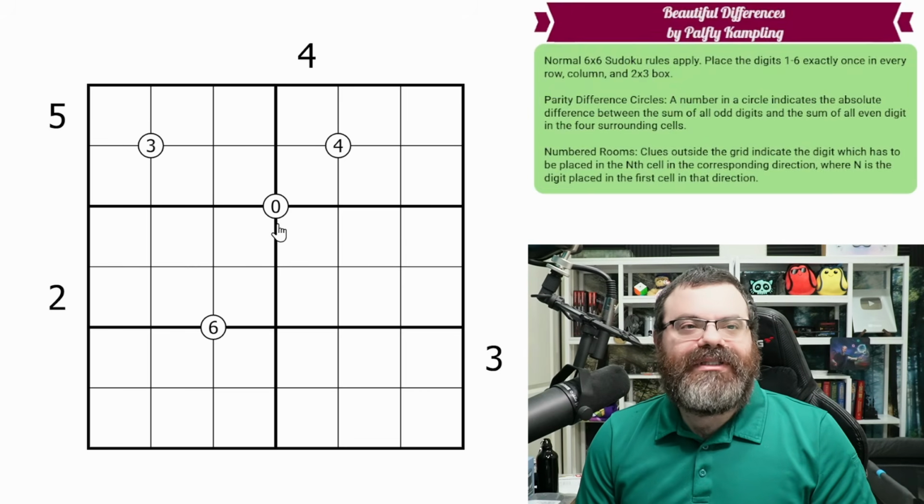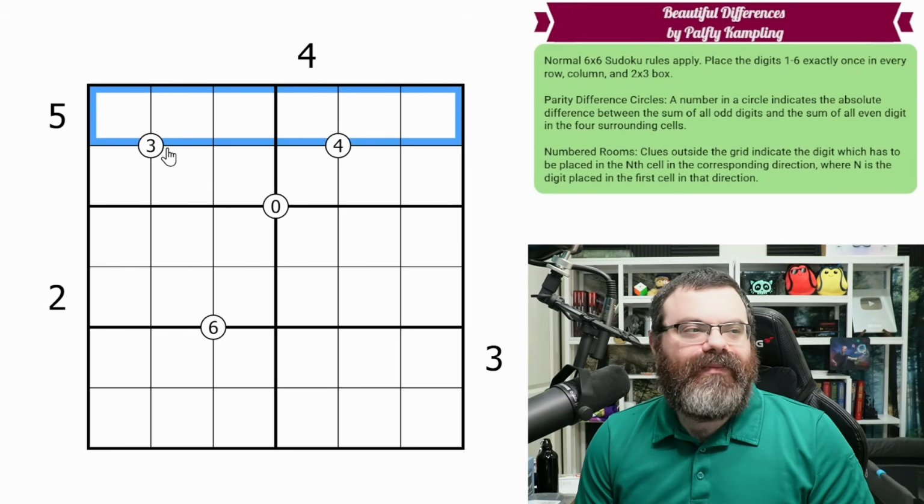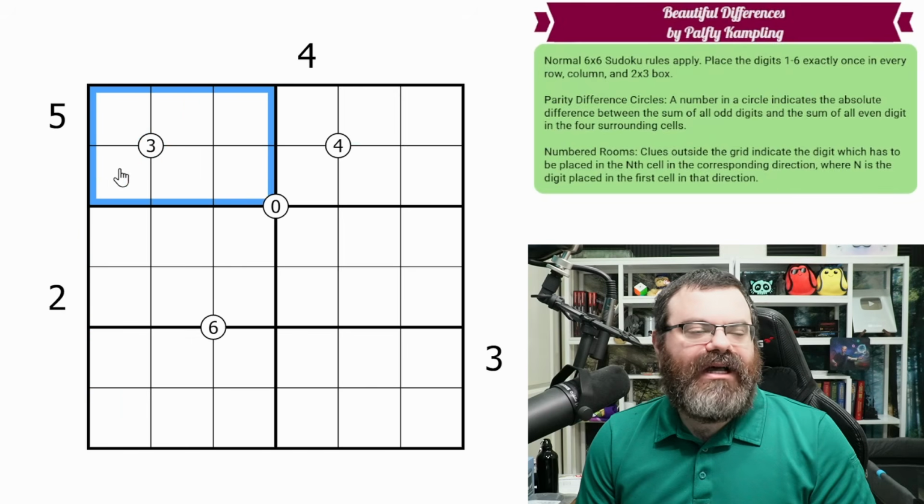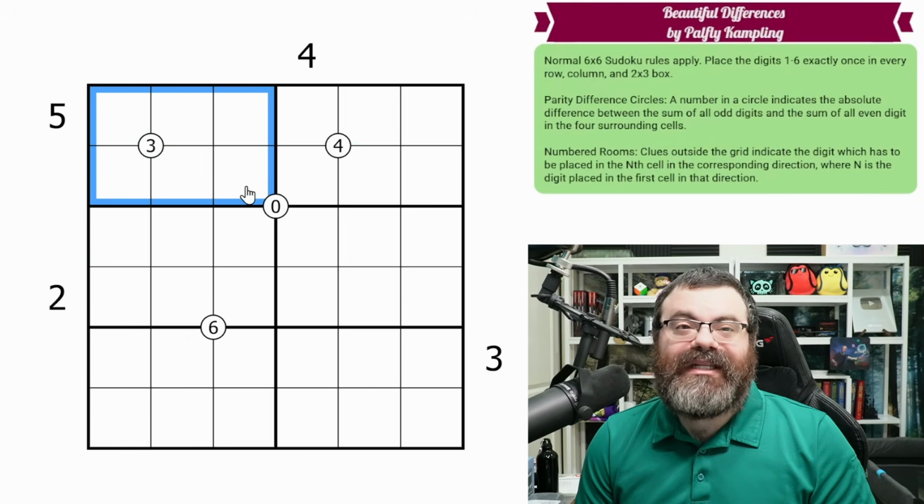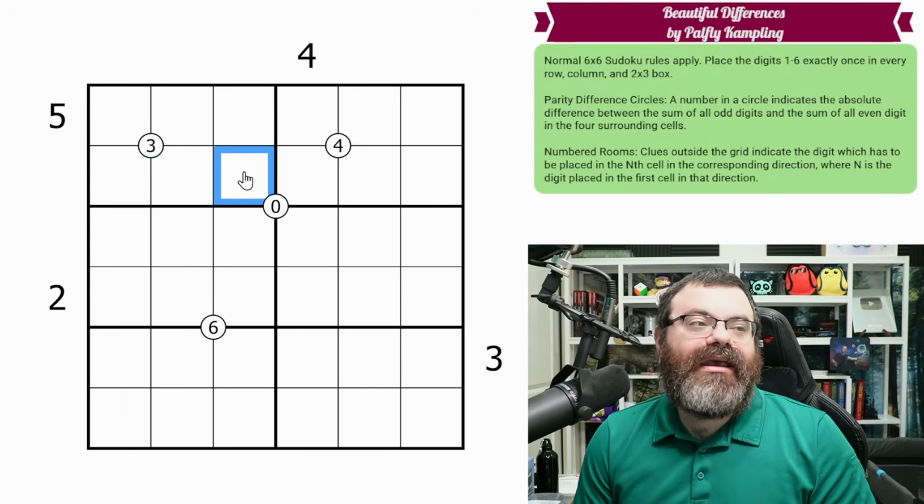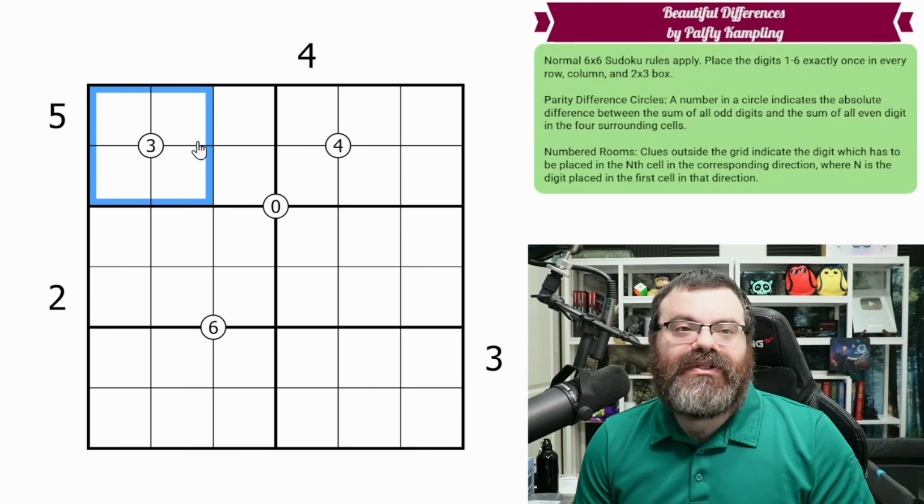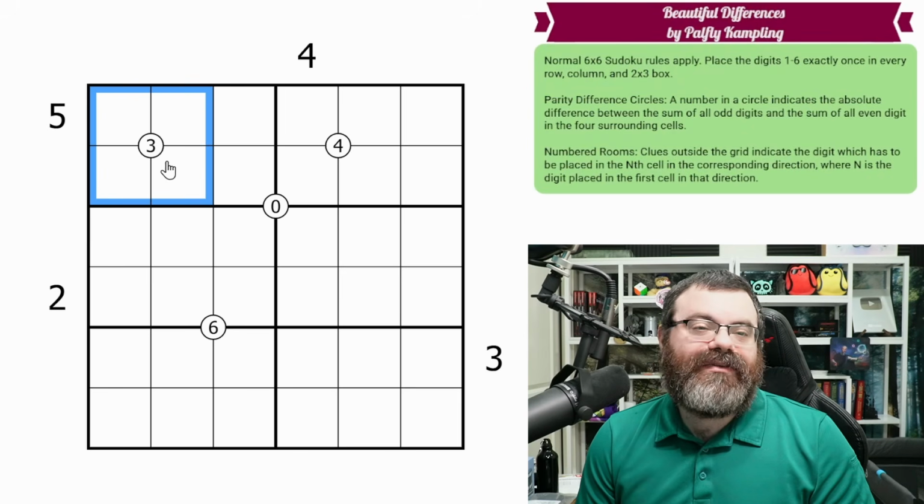We do have normal 6x6 Sudoku rules. So in each row, each column, and each 2x3 box, we are placing the digits 1 to 6 exactly once each. We also have parity difference circles. So a number in a circle indicates the absolute difference between the sum of all odd digits and the sum of all even digits in the 4 surrounding cells.